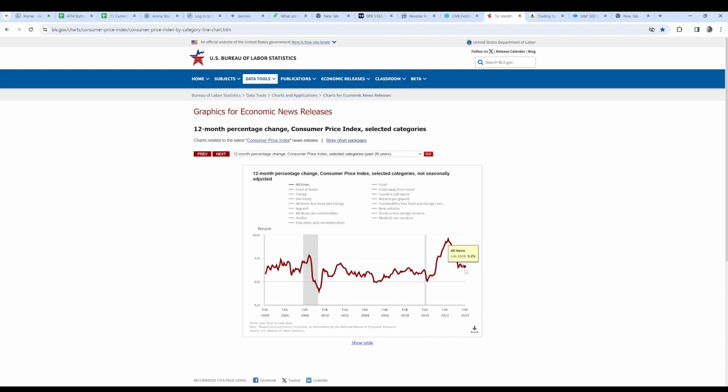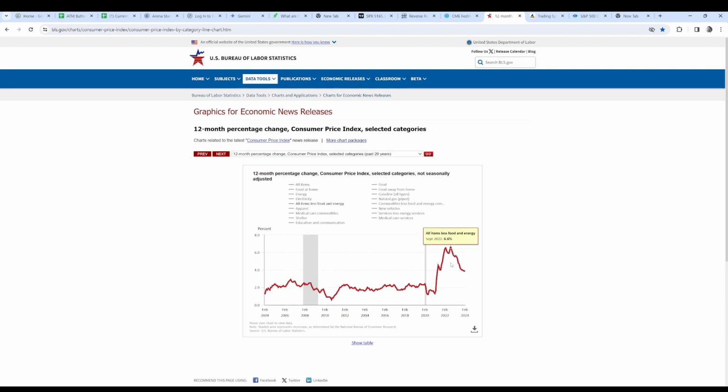So our inflation is kind of holding steady in a somewhat positive mode. I guess I can say that the all items less food and energy, which is more core inflation, is slightly ticking down, but not nearly as much as where the Fed really likes it.